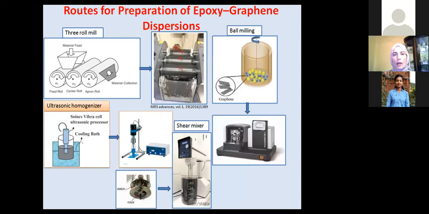To achieve good performance of composite materials for aircraft structures, the distribution or preparation of the epoxy graphene dispersion plays a crucial role. Therefore, in order to disperse the graphene within the epoxy matrix, there are lots of processing techniques like 3-roll mill, ball milling, and shear milling. They are generally used together with an ultrasonic homogenizer.